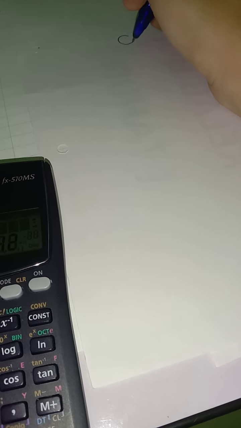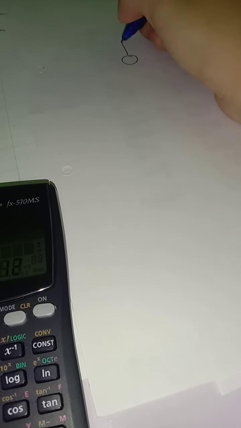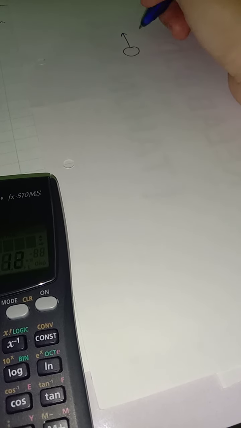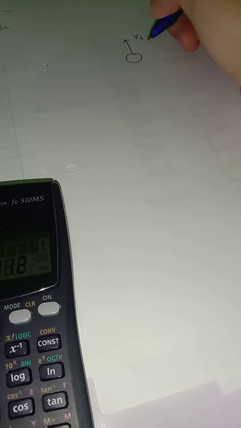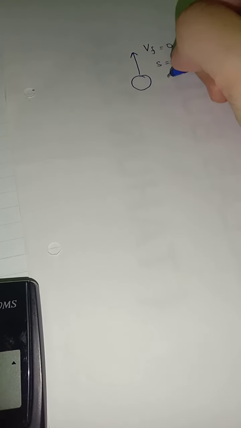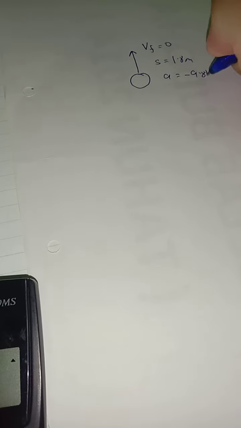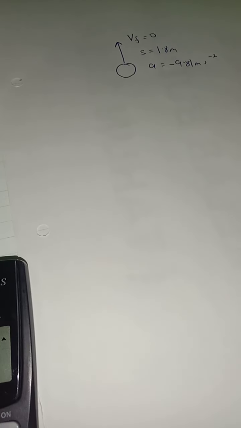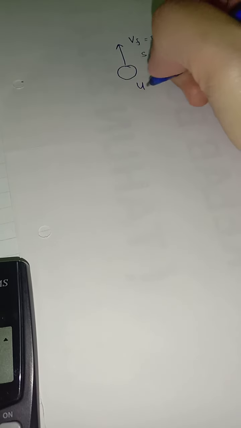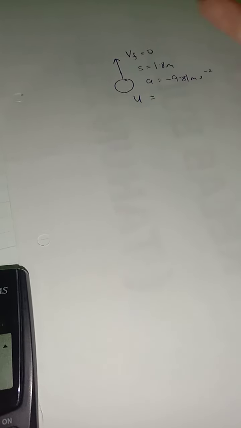Now for the second case, the ball is going upward. So our V final is 0, the height is 1.8 meters, and the acceleration is still negative 9.81. And we have an initial speed here, but we don't know what the speed is.